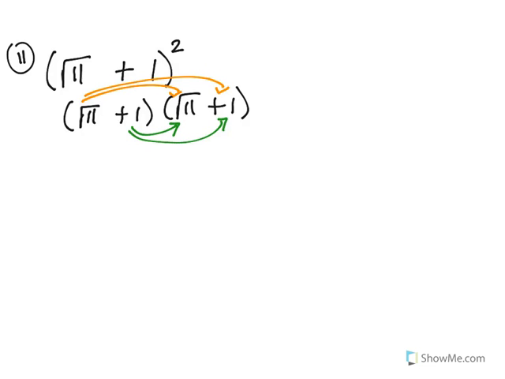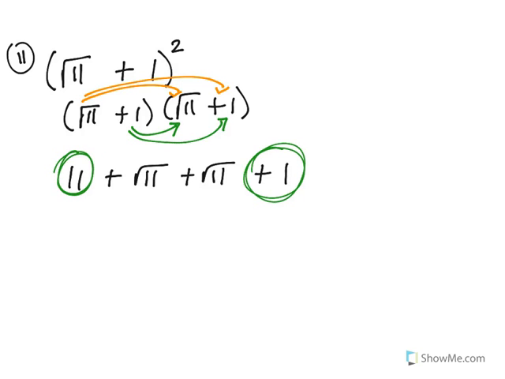Okay. Square root of 11 times the square root of 11. 121. Oh, which is what? Oh, yeah, 11. Square root of 11 times 1, square root of 11. 1 times square root of 11. And then 1 times 1, 1. Good. So we got 11 plus 1, 12.